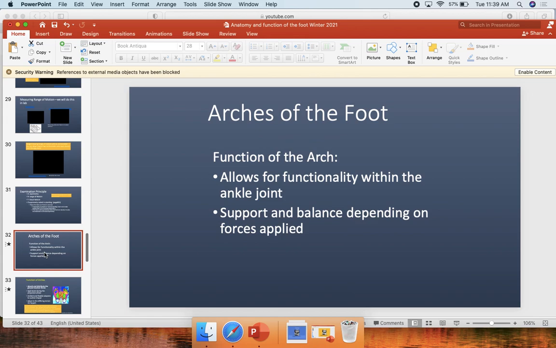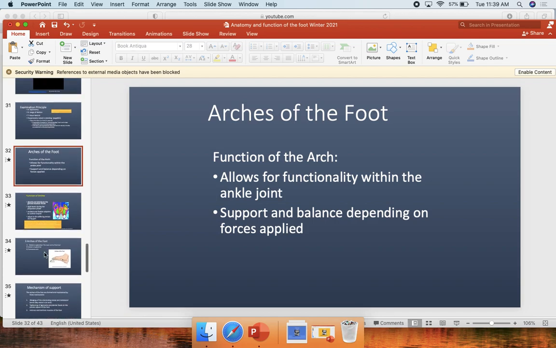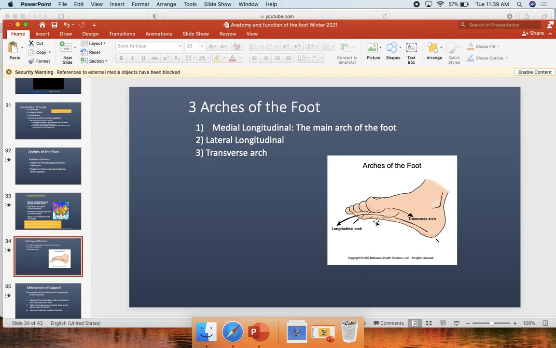Finally, I wanted to make a brief mention of the arches of the foot. There are 3 main arches in the feet. We have the medial longitudinal arch, the lateral longitudinal arch, and the transverse arch. Oftentimes, the medial longitudinal arch and the lateral longitudinal arch are just combined into one arch called the longitudinal arch. But just realize there are 3 individual arches that exist. These arches are important to accomplish the functions of the feet. And that's what I'll say about that for this moment.